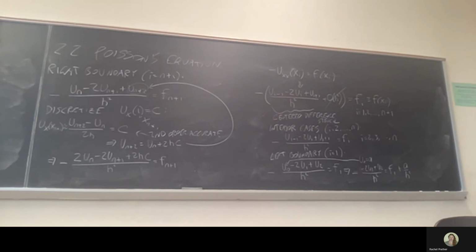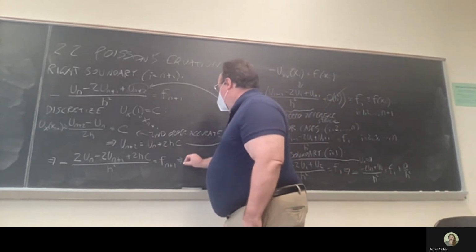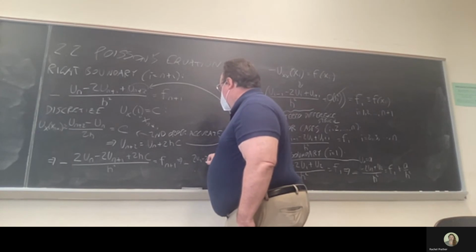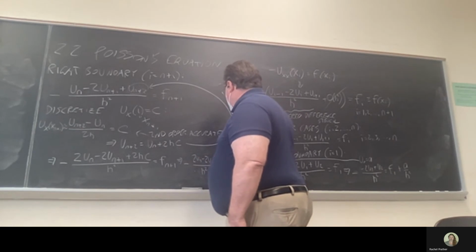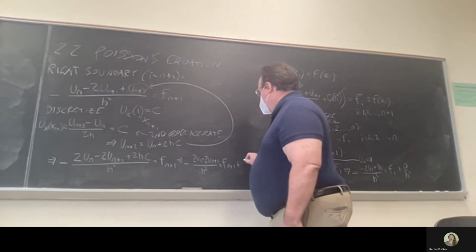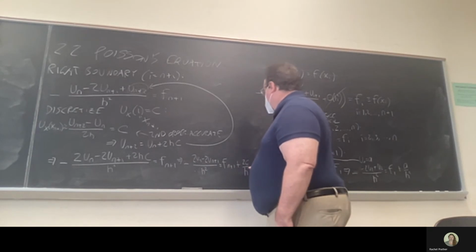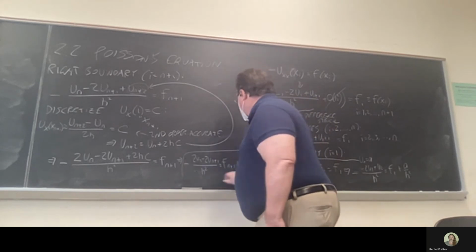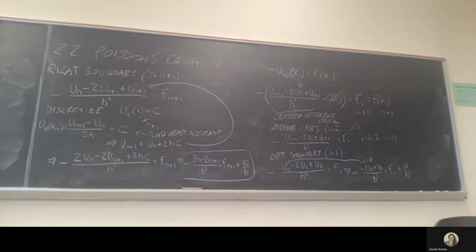And then what I can do is I want to write everything so that only terms involving unknowns are on the left side, everything else on the right side. So I'll just rearrange. So now I have (minus 2u_n plus 2u_{n+1}) over h squared is equal to f_{n+1} plus 2c over h. So this is my equation for the last row, for i equals n plus 1.